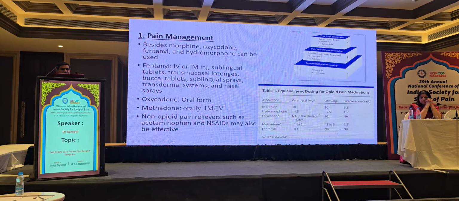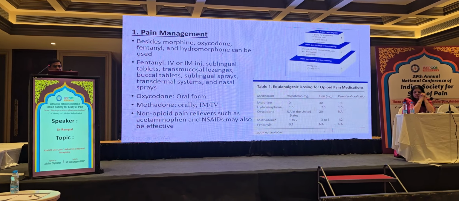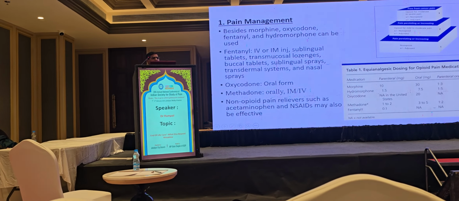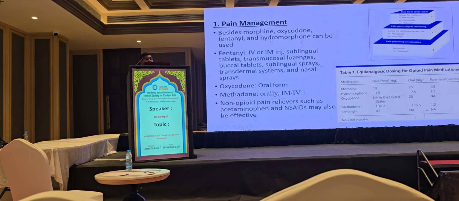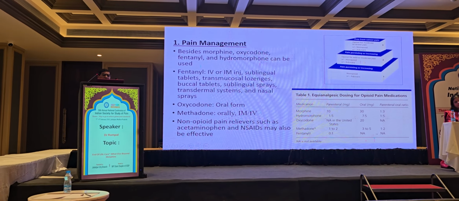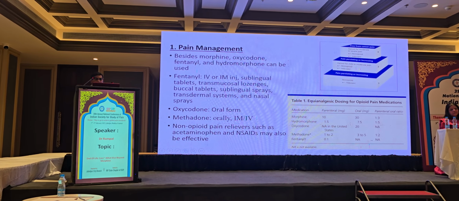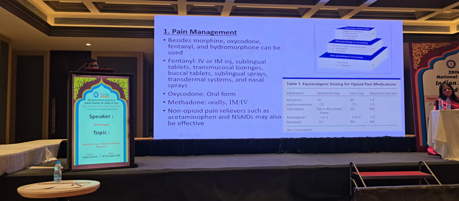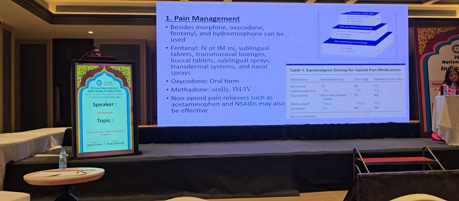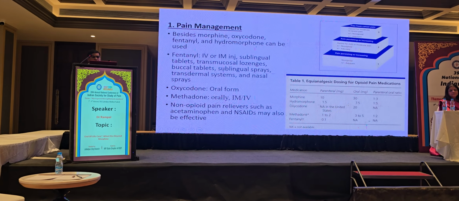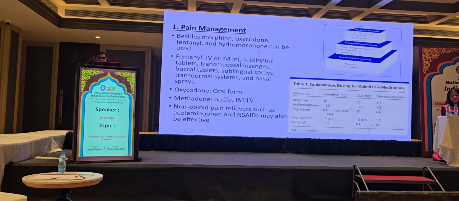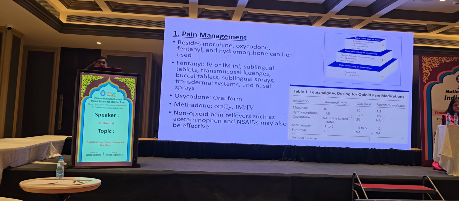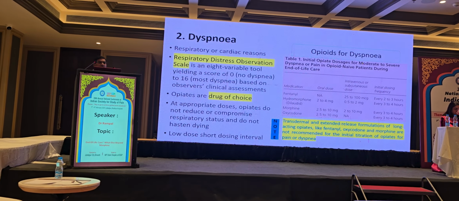Fentanyl is available in different forms like IV, sublingual tablets, transmucosal lozenges, buccal tablets, and sublingual sprays. Morphine is available in oral and injection preparations. Along with the opioids, non-opioid pain relievers like acetaminophen and NSAIDs can also be used. And here we can see the WHO ladder pattern, which I am not going to discuss.